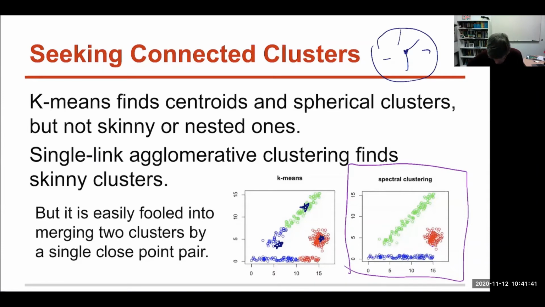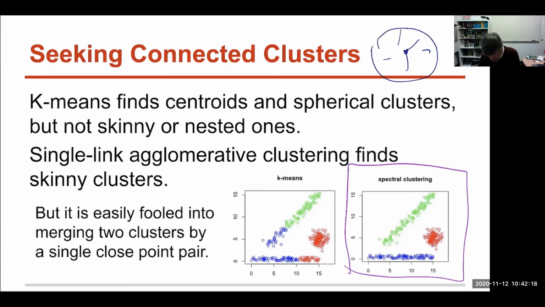Agglomerative clustering, and in particular single linkage agglomerative clustering, might produce skinny clusters. What would happen here if we started trying to cluster it? Remember, we're always merging the nearest points to everything. And so long as the nearest point across the clusters is large relative to the distance within the cluster, single linkage clustering would do great.